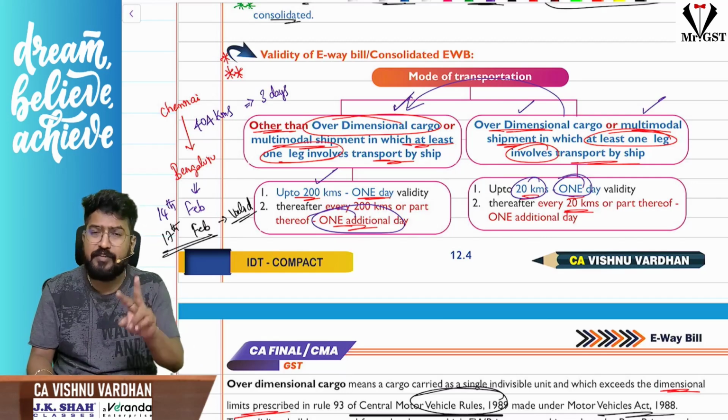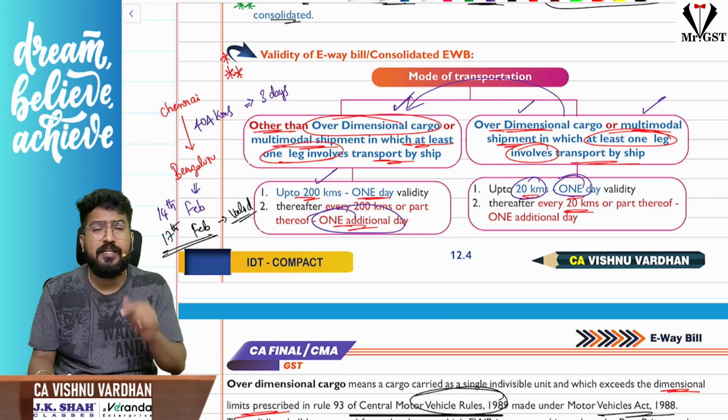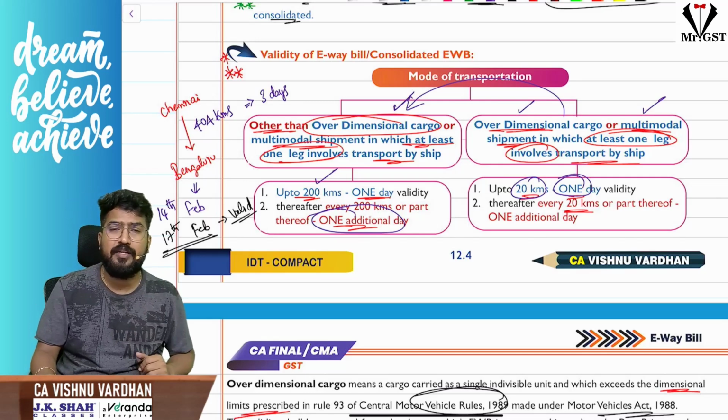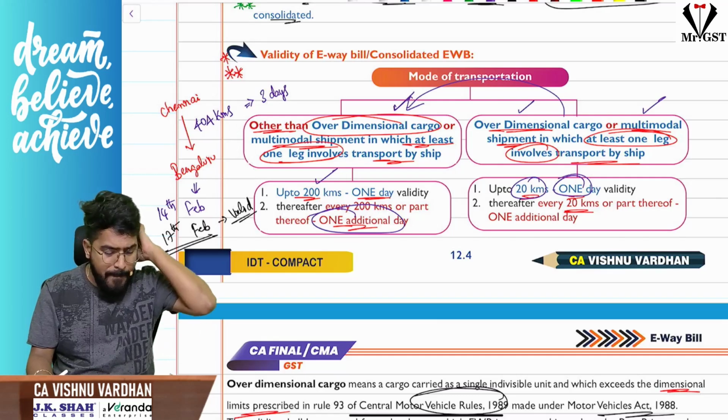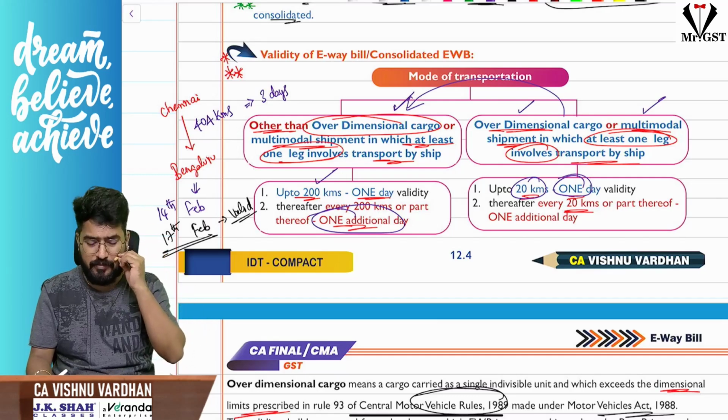In such cases, for every 200 kilometers, there is 1 day of validity. Here, how many 200 kilometers or part thereof are there? 3. It is 2.02 something, correct? In such a case, what is happening here?